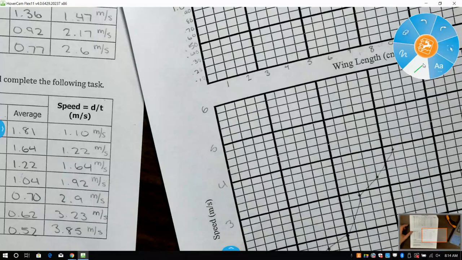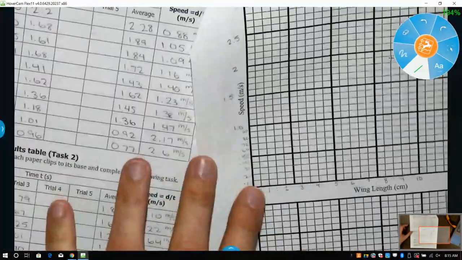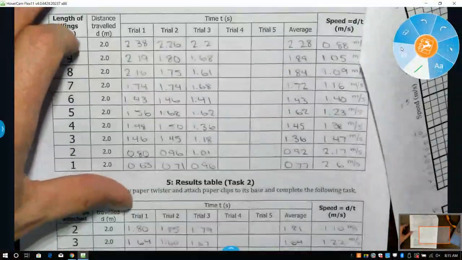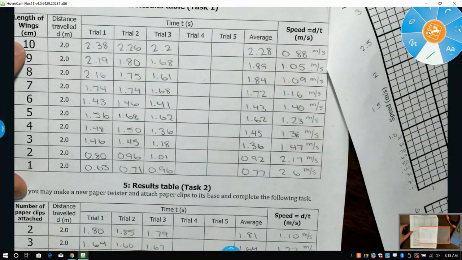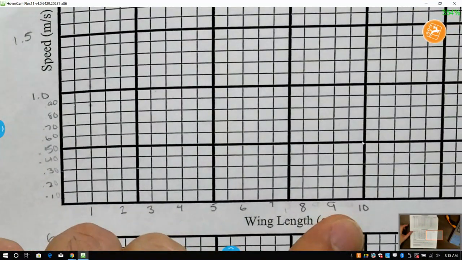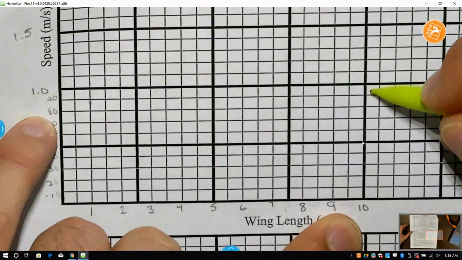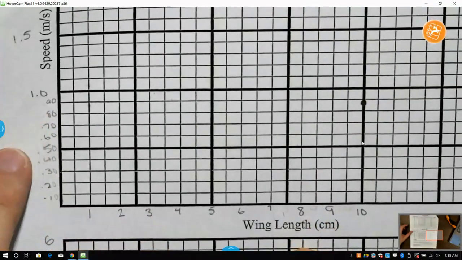And then what you should see for the wing length, just taking a quick look at this. We're starting at 10 centimeters. This is where I don't want you messing up on this graph. We're starting at 10 centimeters. We're at a speed of 0.888. So you're going to the 10 centimeter mark, and your first point would be not quite at 0.9, but almost at that 0.9. That would be my first data point, and it should be at the 10 centimeter mark.